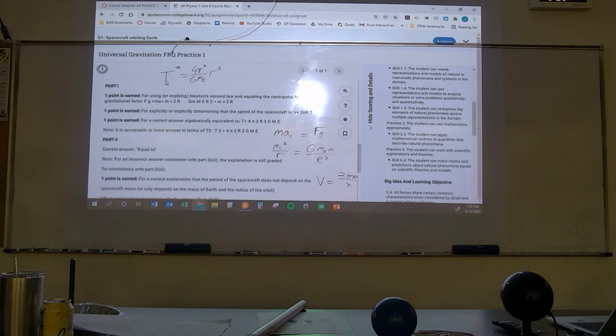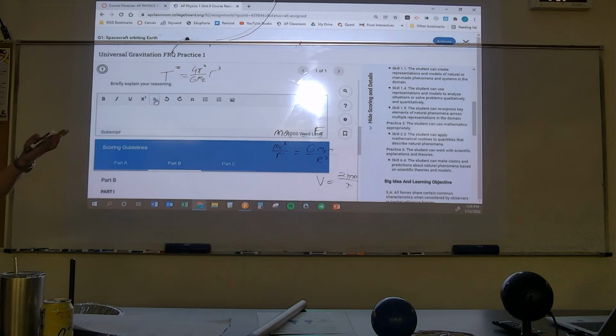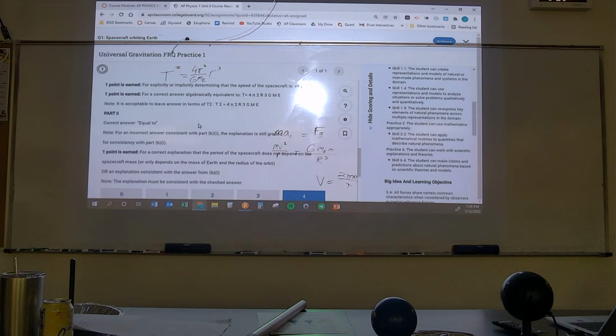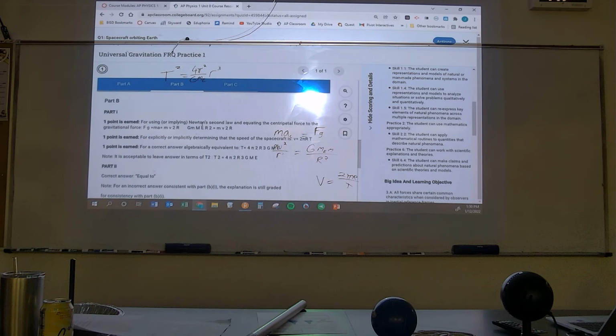Part 2 was just when you put mass 2m there. What about its orbital speed? And the correct answer was same. That one's only worth 1 point. 1 point for part 2. Wait, you can leave it as T squared? Yeah. I mean, that's what Kepler's third law stated. Kepler's third law states that the square of the orbital period is proportional to the cube of the orbital radius.